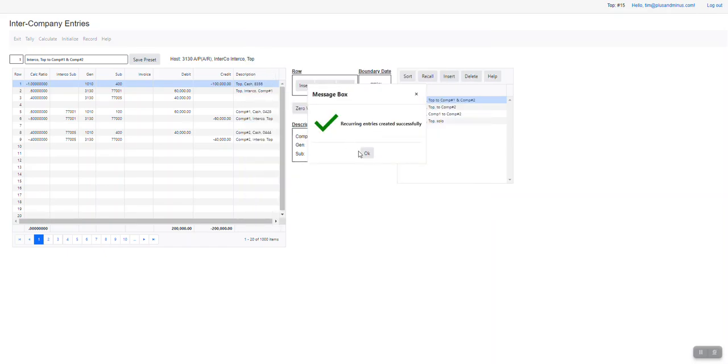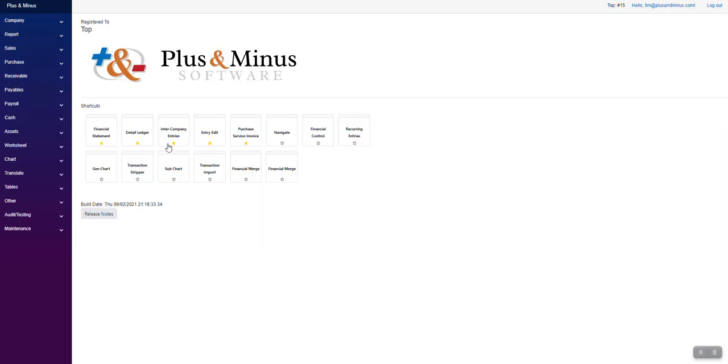We'll click record. We want to use the current date, and all this is preset and ready to go. Let's click start. Click OK. It has just recorded all the intercompany transactions into the parent as well as the two subsidiaries.